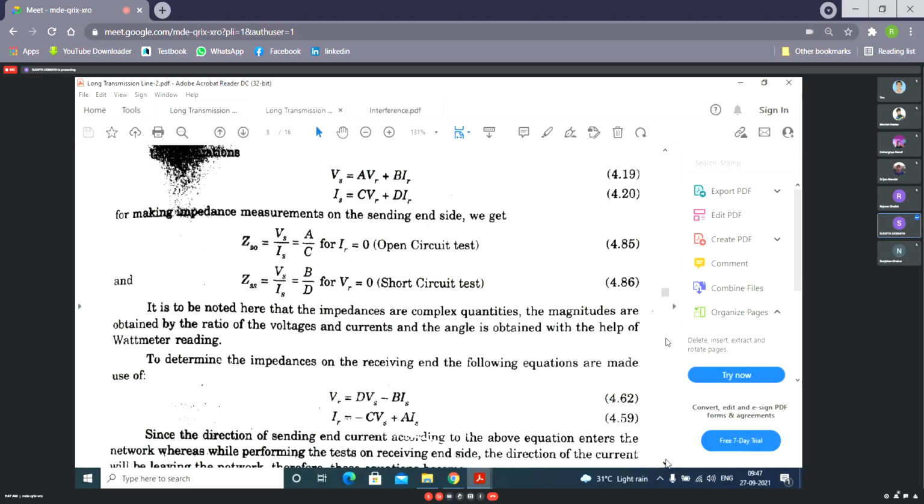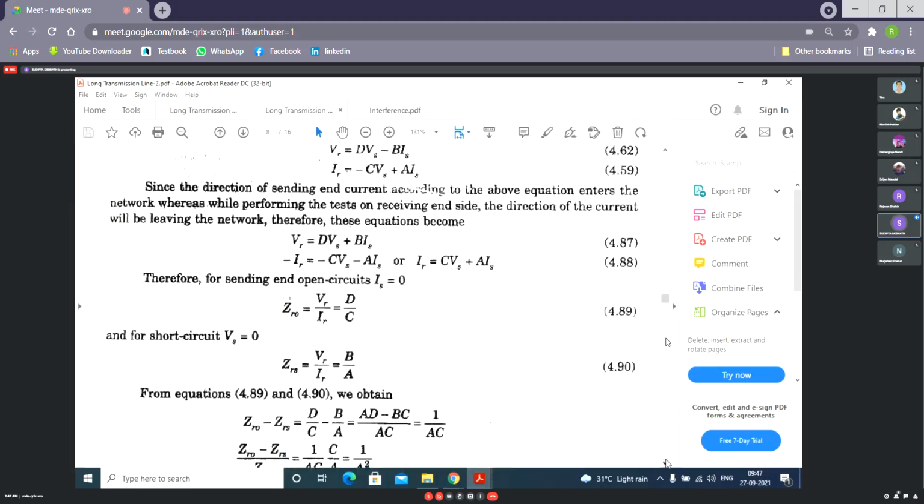ZSO, ZSS. Also you are measuring by reversing the supply terminals. You are also measuring this ZRO and ZRS. So these 4 terms are known to you, and you have 4 unknowns A, B, C, D. So you can easily find them out. They are found out in this way, though you can find them out any other way. So ZRO and ZRS, what have you got? B by C minus B by A. In the numerator, you will have AD minus BC. This is equal to 1.